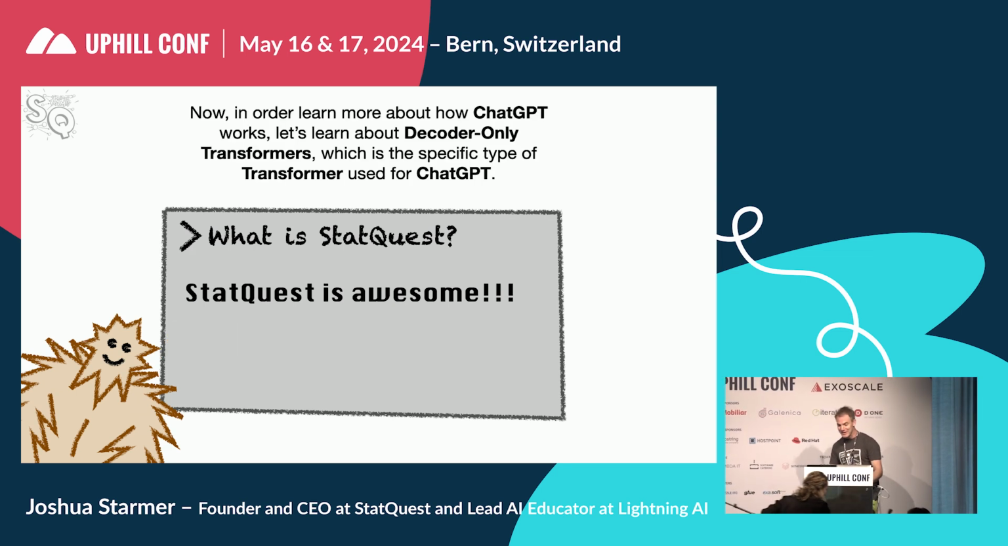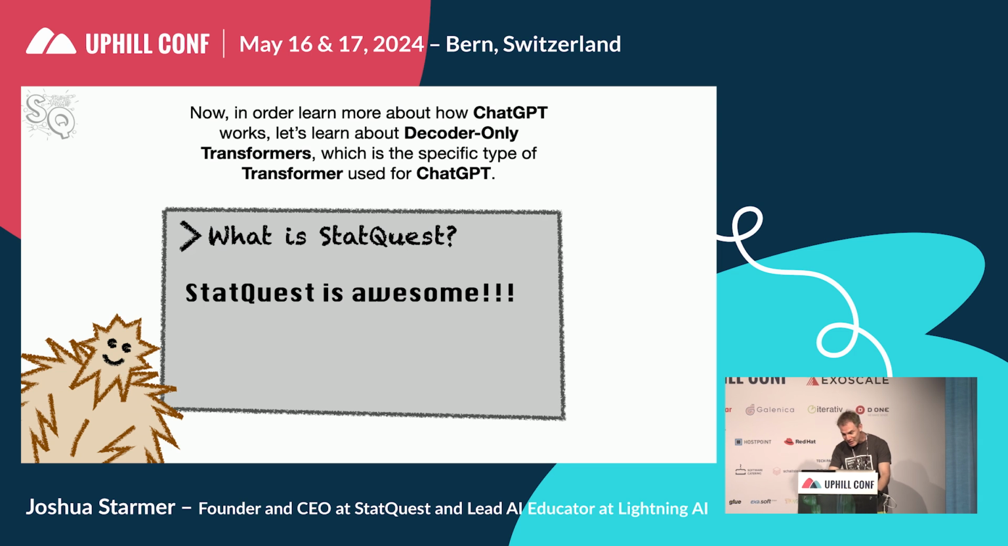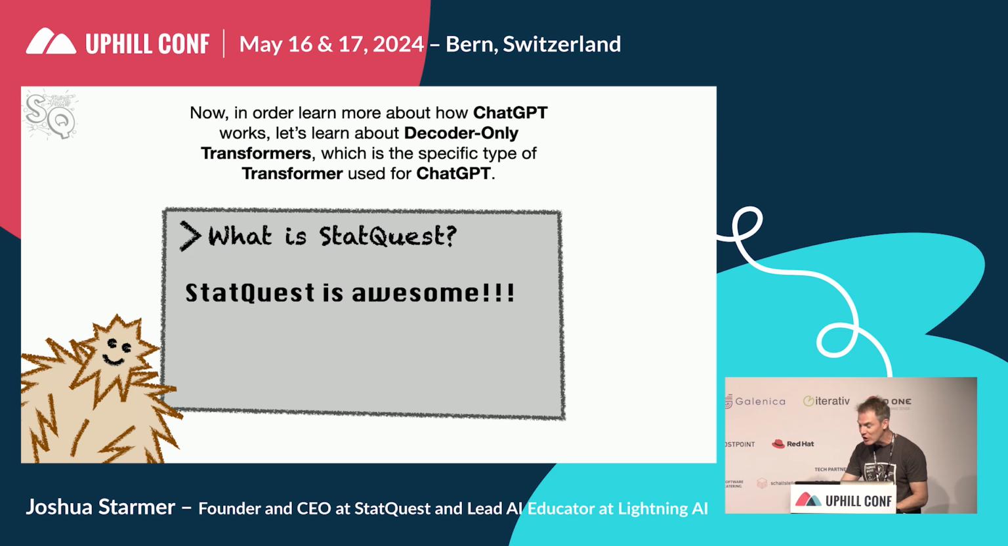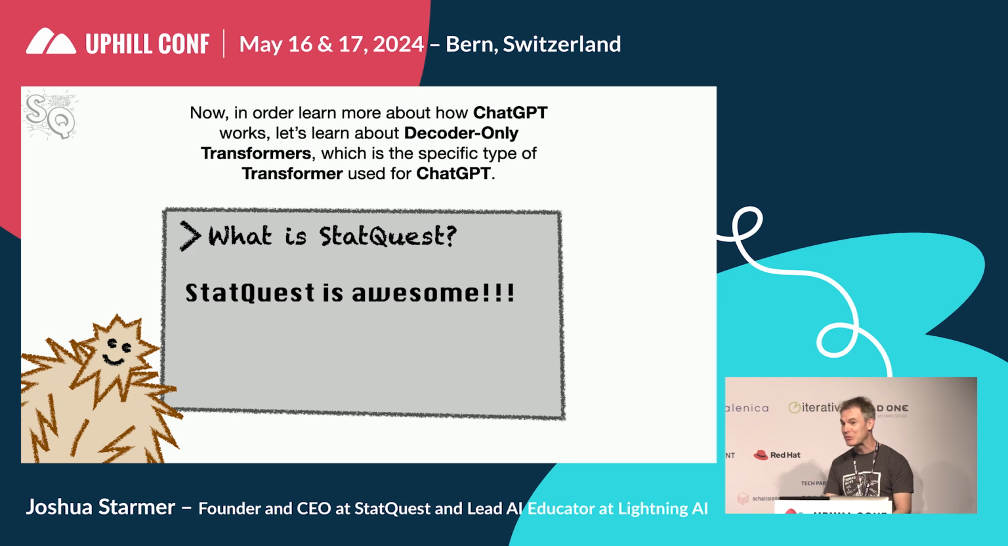Bam! Now, in order to learn more about how ChatGPT works, let's learn about decoder-only transformers, which is a specific type of transformer used for ChatGPT. So we're going to talk about this state-of-the-art technology, and we're going to go through it one step at a time. Brace yourself. There's going to be a lot of addition and multiplication. You probably didn't realize this is what you're going to have to do first thing in the morning, so I'm just warning you in advance.